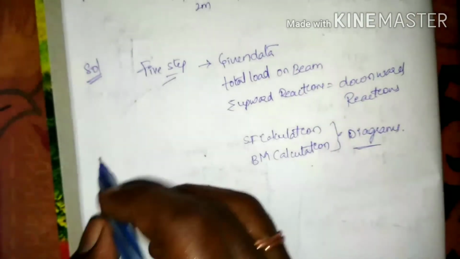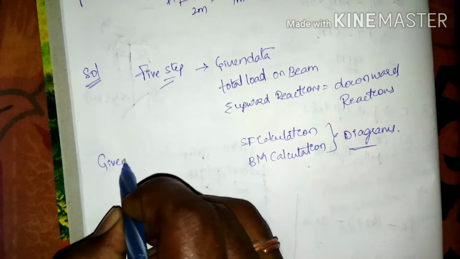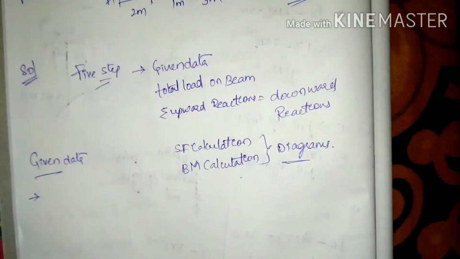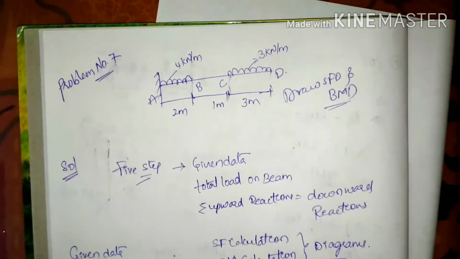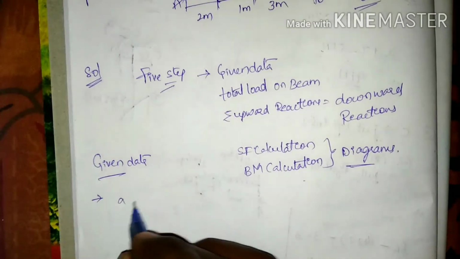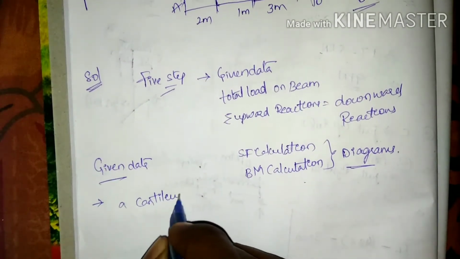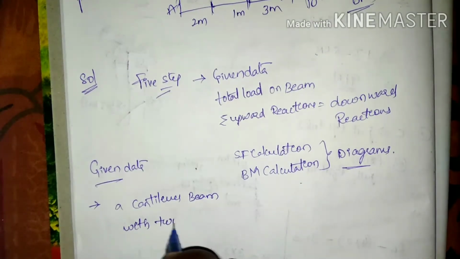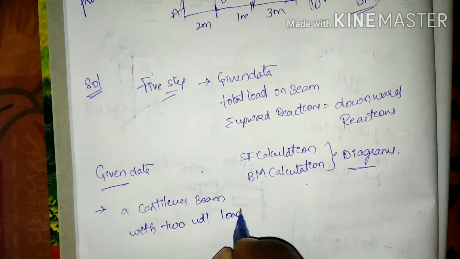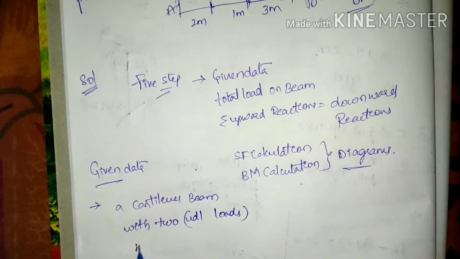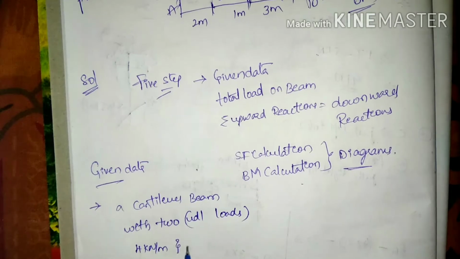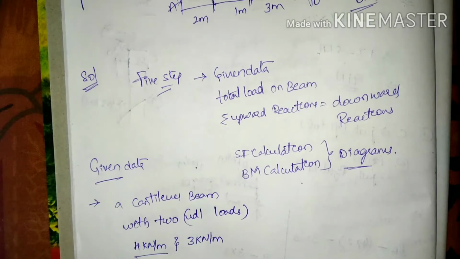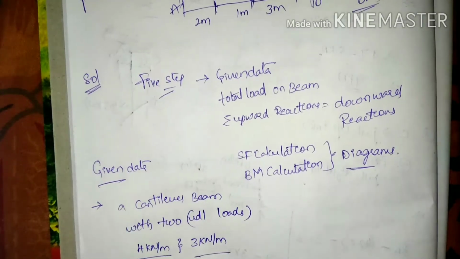Here, according to our given data, number 1, it is a cantilever beam with 2 UDL loads of magnitude 4 kilonewton per meter and 3 kilonewton per meter, the first for the span of 2 meters and this one for the span of 3 meters.